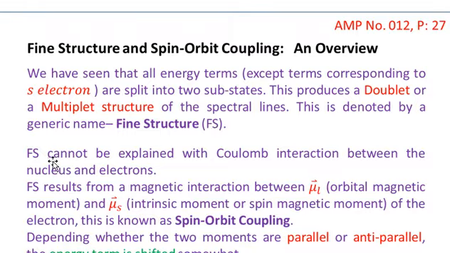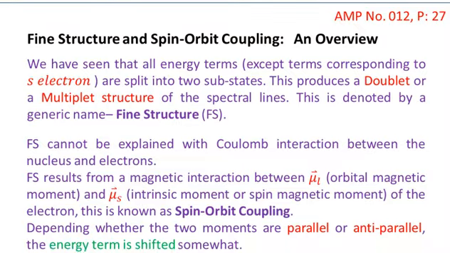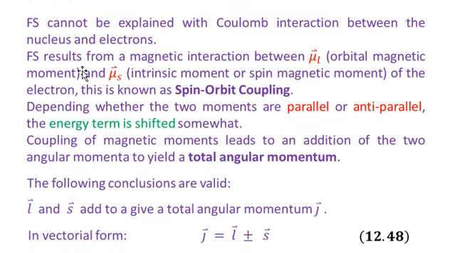So FS, the fine structure, cannot be explained with the Coulomb interaction between the nucleus and the electrons. Fine structure results from a magnetic interaction between mu L, the orbital magnetic moment, and mu S, the intrinsic moment or the spin magnetic moment of the electron, and this is known as the spin orbit coupling. So you see that if the two quantities, mu L and mu S, interact with each other, then such a coupling is called a spin orbit coupling.